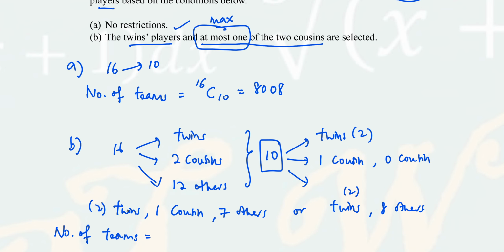Alright, so that means now here to form the teams, or to get the number of teams, the twins is just one way. One way to choose the twins, and then out of 2 different cousins, I need to choose one of them. So the number of selections will be 2C1 because 2 different persons, and now I need 7 others. Initially they have 12 others. So from these 12 others, I got to choose 7 others, which means the working is 12C7.